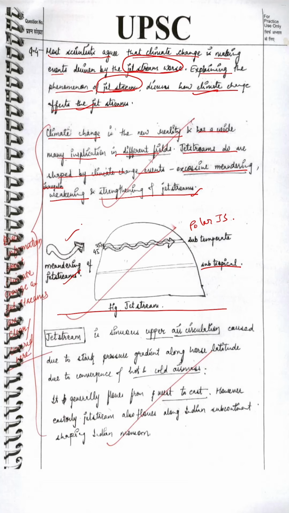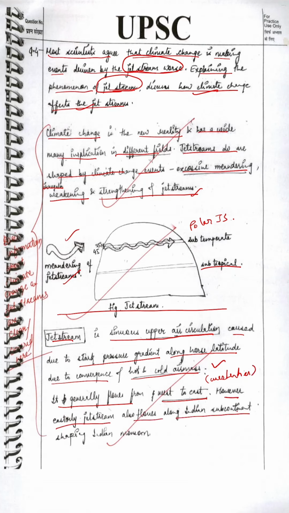Now we need to see what jet streams are first. A jet stream is a sinuous upper air circulation caused by the stark pressure gradient along the horse latitudes due to convergence of hot and cold air masses. Okay, so this is the meeting of two air masses in the upper atmosphere, the upper level of the troposphere. It is being highlighted here. Now it generally flows from west to east because it is westerly in nature. However, easterly jet streams also flow along the Indian subcontinent, shaping the Indian monsoon. So this is a local jet stream.